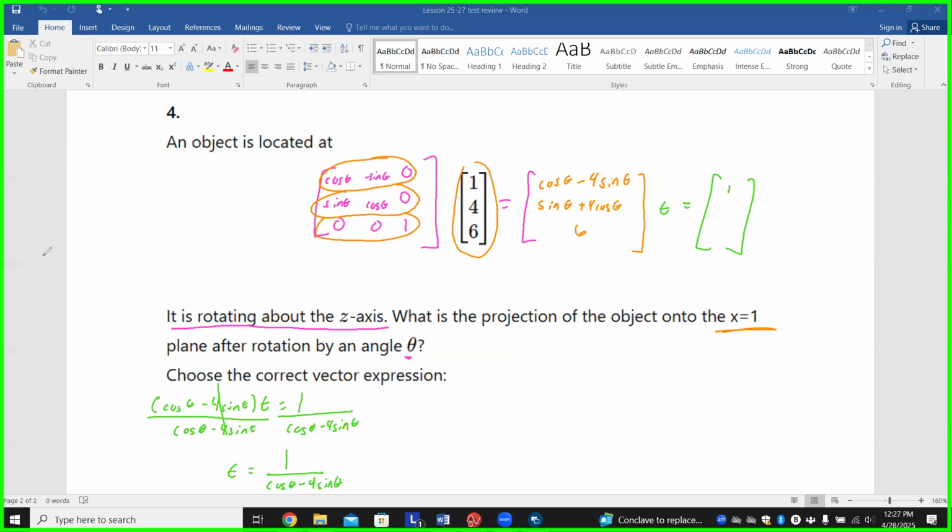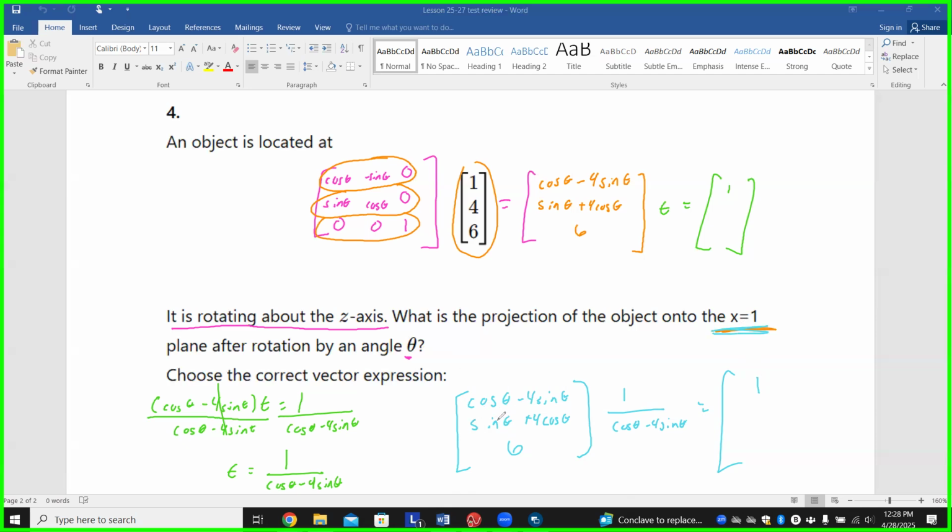So my last step here, I'm going to take my new point that I got from the rotation. And I'm going to multiply it to this scalar. And when I do that, what is cosine theta minus 4 sine theta times 1 over cosine theta minus 4 sine theta? Just 1, because I end up multiplying and dividing by practically the same thing, and I get 1, which is what I wanted. So that should be good.